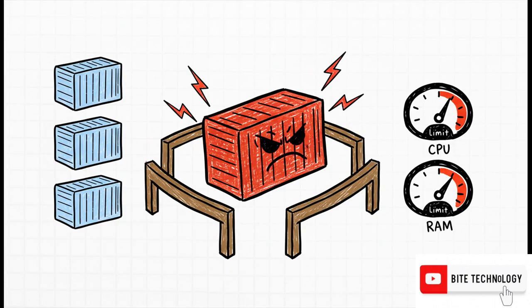Next, we've got control groups, or C groups for short. So if namespaces create the isolated room, C groups are the guardrails inside that room. They let you be really specific and set strict limits on how much of the computer's power, the CPU, the memory, the network, a single container is allowed to use. This is absolutely critical because it means one badly behaved container can't get greedy and crash the whole system.